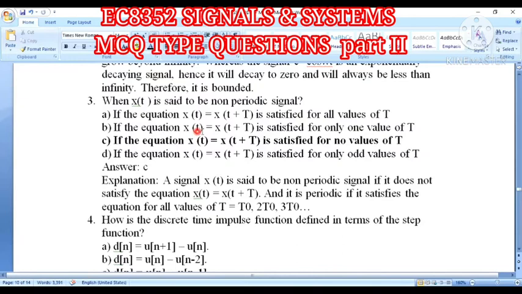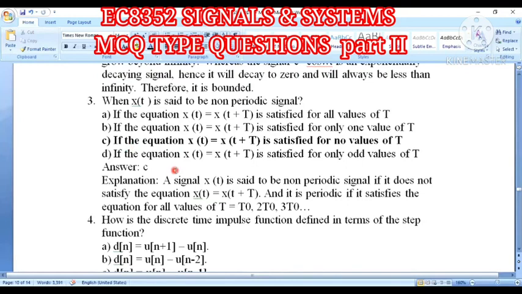Option B: if x of t equal to x of t plus T is satisfied for only one value of t, this is also satisfied. Third case: x of t equal to x of t plus T is satisfied for no values of t. Definitely it's not satisfied, so it is non-periodic. Let us take one more: x of t plus T is satisfied for only odd values of t. This is also a case. This case is also satisfied by periodic signals only. So option C is not satisfied for the periodic case. It is satisfied for the non-periodic case. So the given signal is said to be non-periodic. Option C is the correct answer.